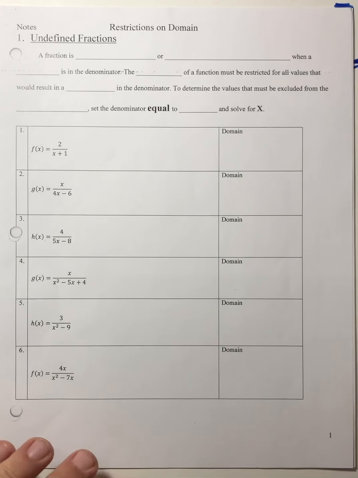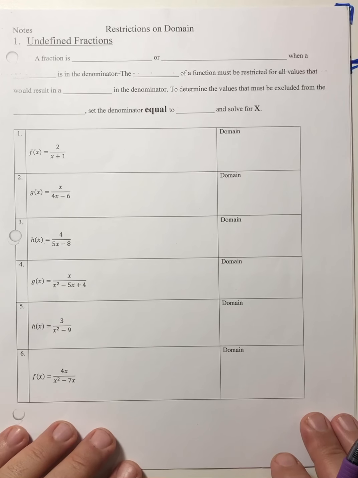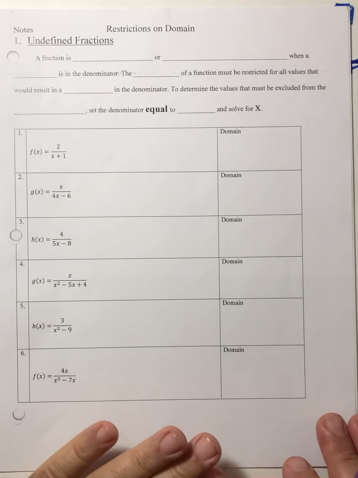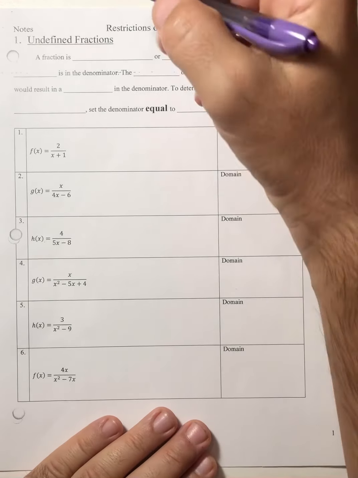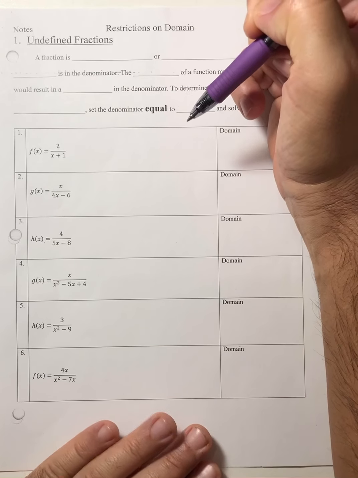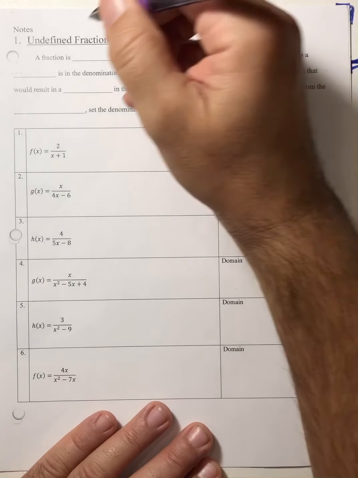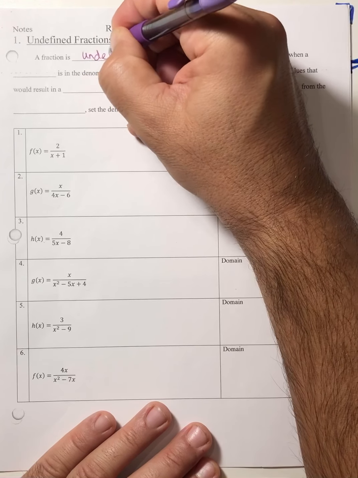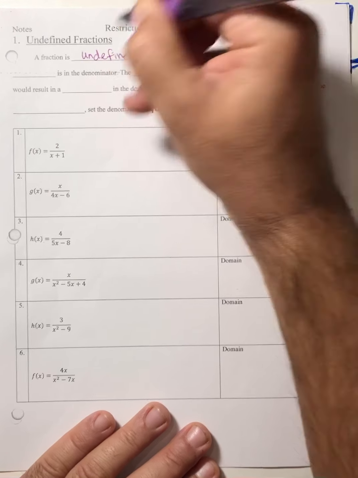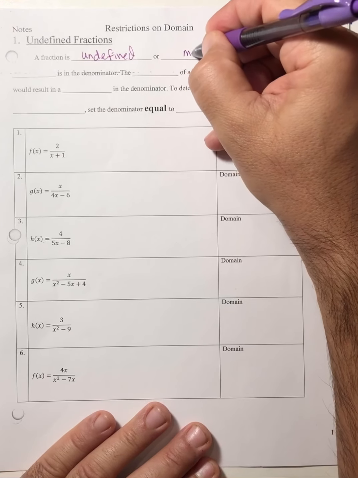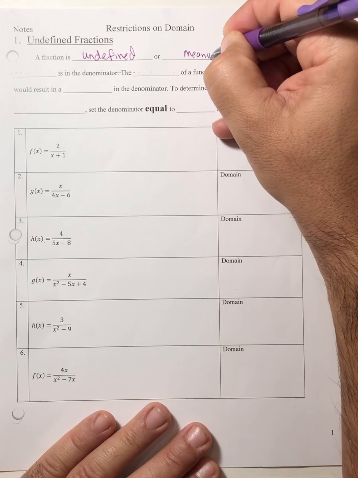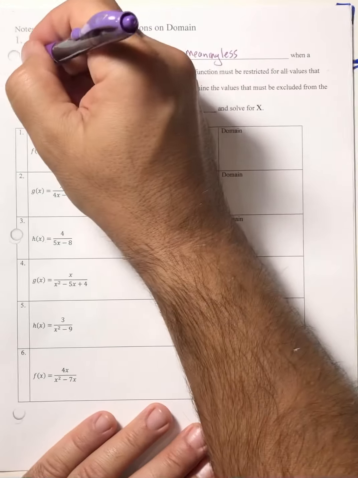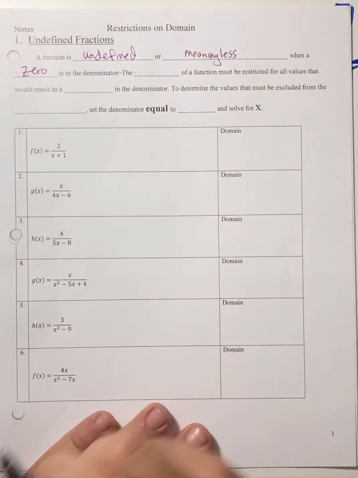All right, pre-calc fans. Today we're looking at domain restrictions. Our first domain restriction is when we have undefined fractions. A fraction is undefined or meaningless when a 0 is in the denominator.